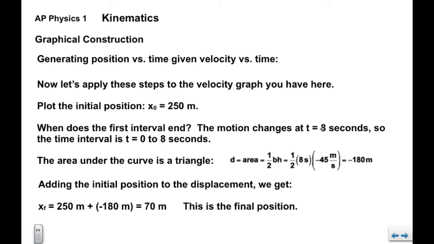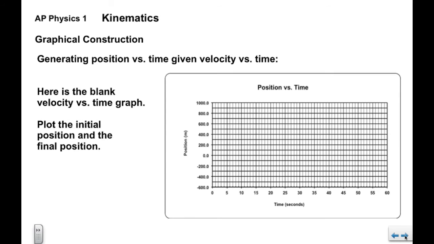Here's my calculation. 1/2 base times height. Again, this area is below the time axis. It's going to indicate a negative displacement in the first interval of negative 180 meters. We then take the initial position, x naught, we add the displacement, negative 180 meters, and we see that at the end of the first interval, the object is located at 70 meters to the right of the origin. Now, on your blank position versus time graph, we plot the initial and final positions at 0 and 8 seconds. Okay, there they are.